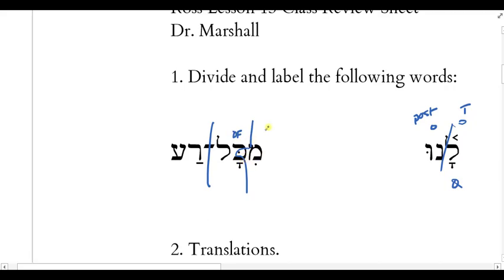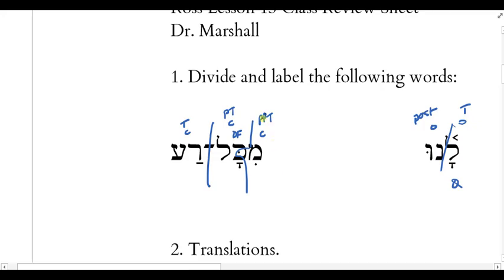And if it's a dagesh forte, what can I always write in the syllable to the right of it? Closed. C for closed. And then this next syllable, is that open or closed? Closed. And the final syllable is closed. And where's the tone? On the last. This one is pretonic. This one is propretonic.